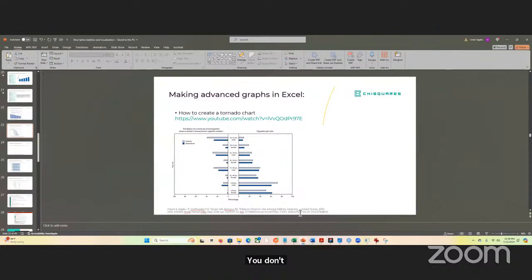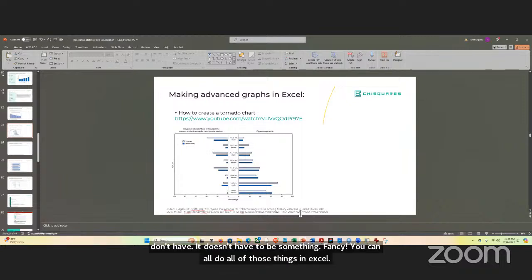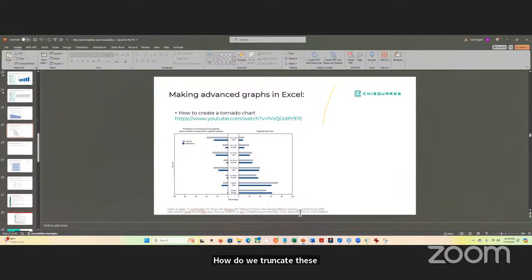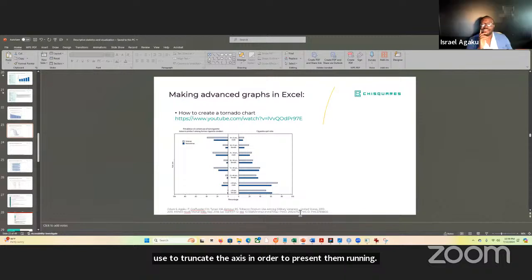Thanks, Audrey, for that answer as well. How do we truncate these figures? Which software can we use to truncate the axes in order to present them running from 0 to 100? Thanks. You can do everything with all of those things. You can do them in Excel.